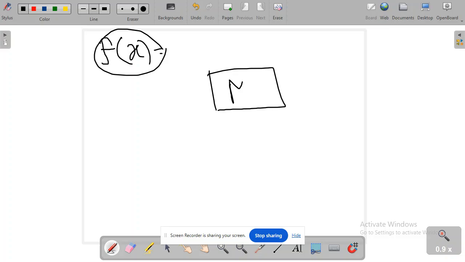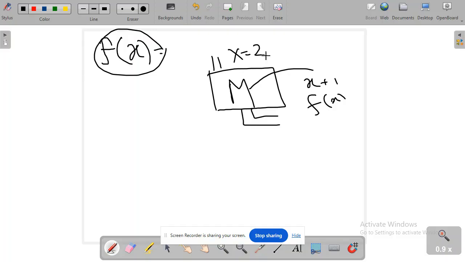You can think of a function like a machine. It is a machine where when you give some input, the machine will give you some output. For example, our function can be f(x) = x + 1. It means when I give the value x = 2, I will get 3. If I give x = 3, I will get 4. So this is a basic concept of a function.